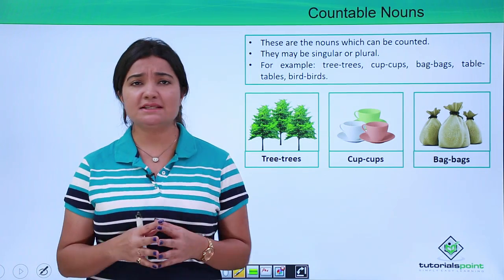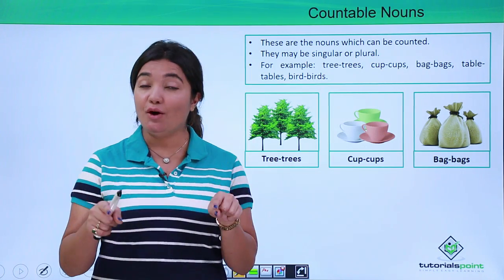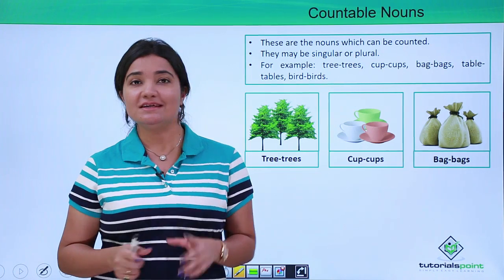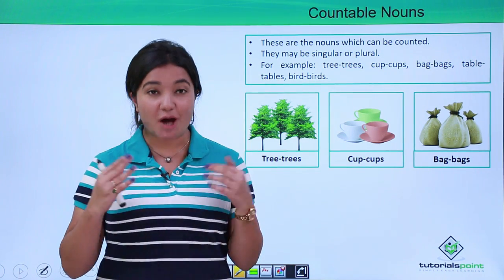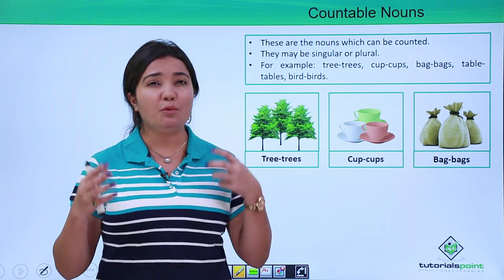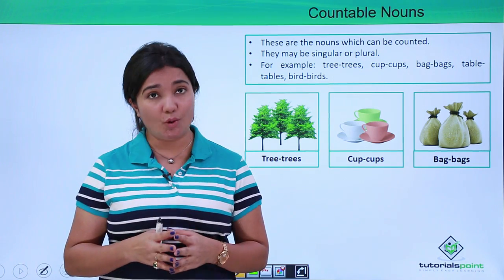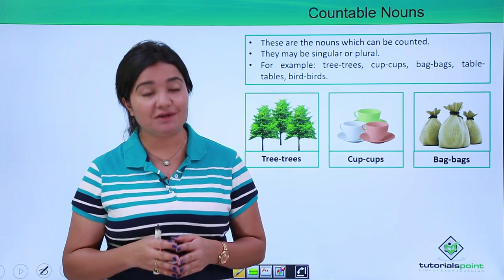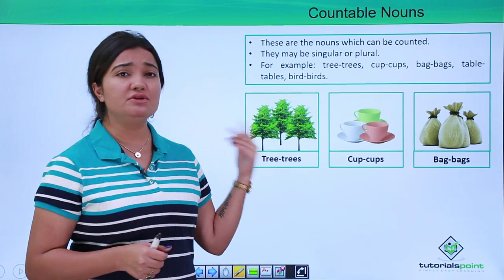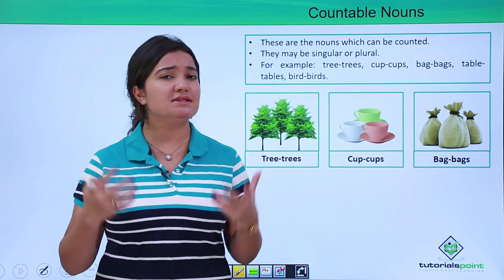So as I told you to guess, I know by now you have guessed, and you also might have gauged that whatever you guessed was correct. So what is the meaning of countable? Countable means anything that can be counted, right? So all those nouns which can actually be counted are called countable nouns. Now look at some examples. For example, trees, cups, cars, pens, shirts, tables.